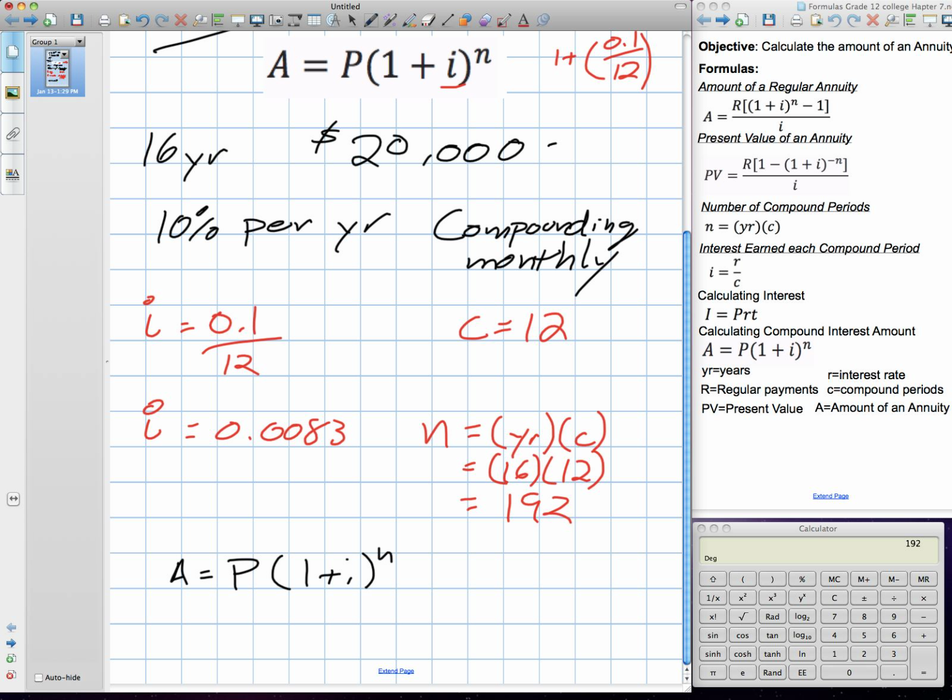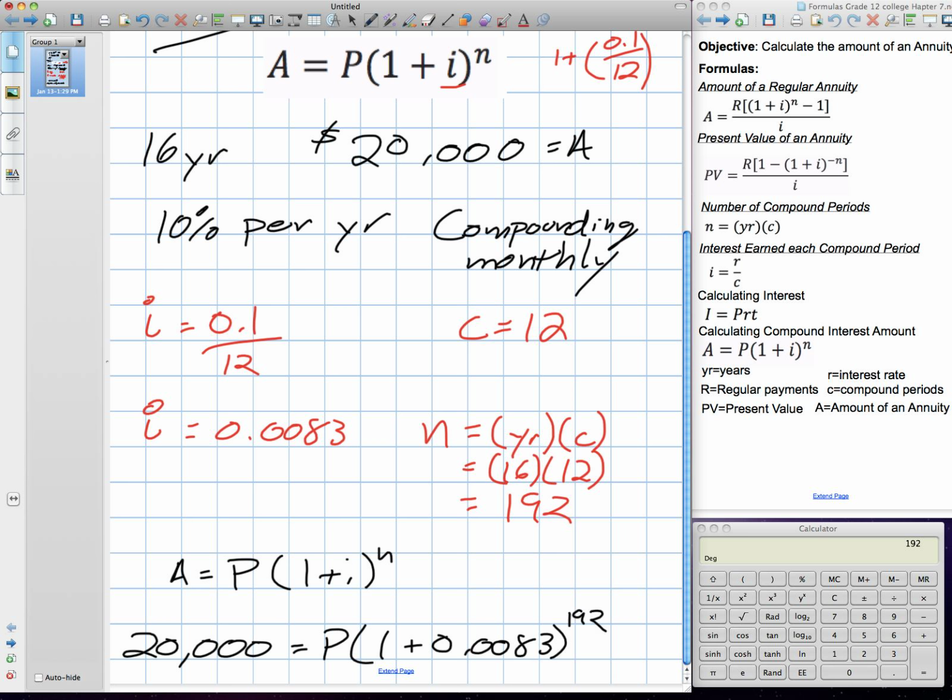So we're going to plug 20,000 in for A. P is the principal. That's what we're trying to find. We're trying to figure out how much we should invest now to have $20,000 in 16 years. We have 1. Our I is 0.0083. And our exponent, n, is 192. That's a very large exponent.